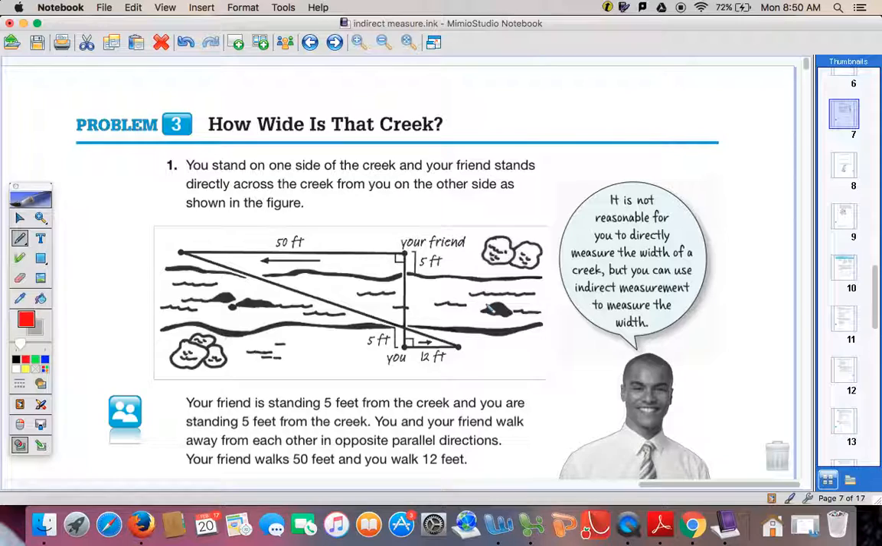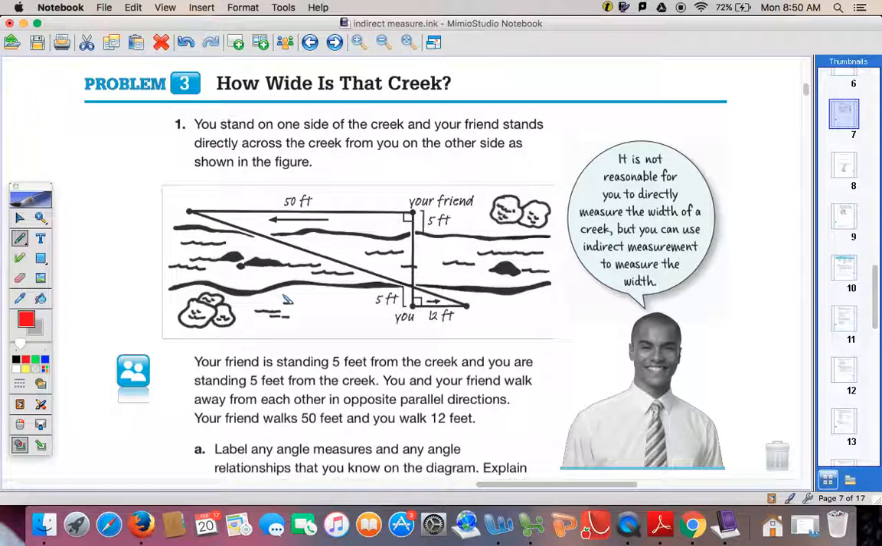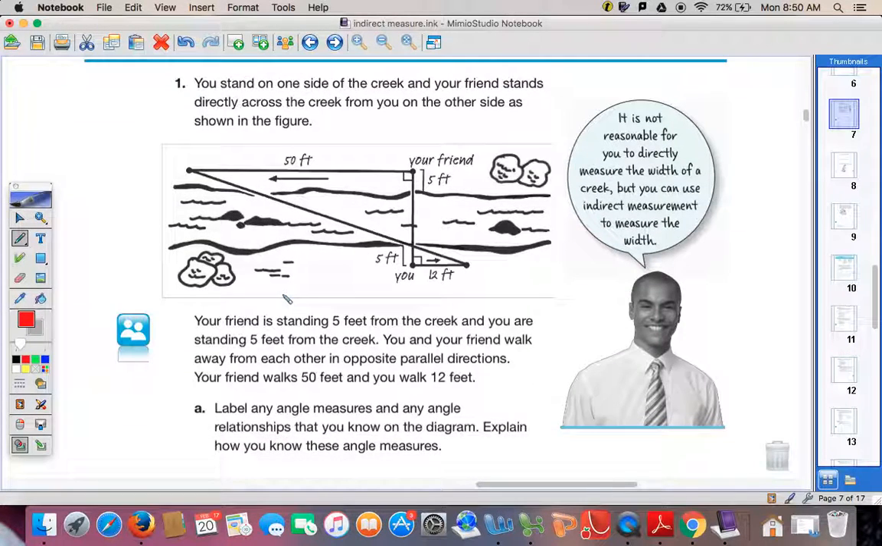Okay, so the last type of problem is going to be something like, how wide is that creek? You stand on one side of the creek, and your friend stands directly on the other side of the creek from you, as shown in the figure below. Your friend is standing 5 feet from the creek, and you are standing 5 feet from the creek. You and your friend walk away from each other in opposite parallel directions. Your friend walks 50 feet, and you walk 12 feet.